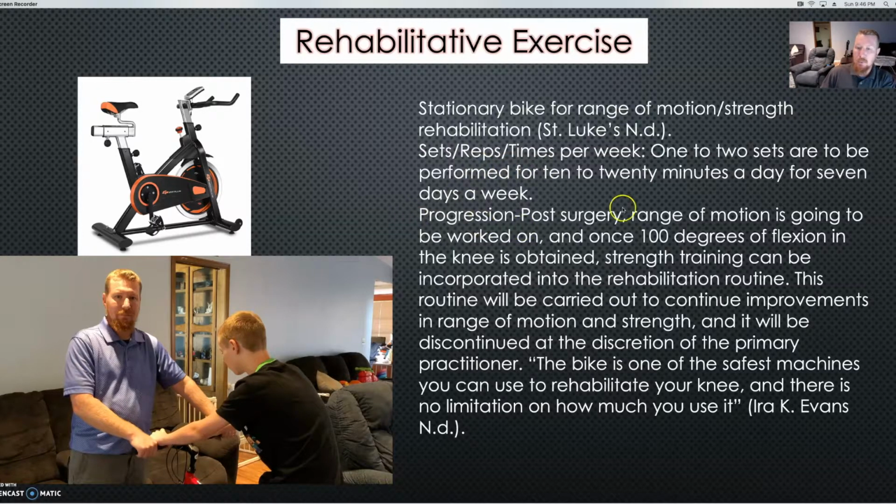And progression for this post-surgery, range of motion is going to be worked on. And once about 100 degrees of flexion of the knee is obtained, strength training can be incorporated into the rehabilitation routine. With a stationary bike, there is no wrong amount of hours that you can put into being on the bike to help strengthen the ACL. So that is a good way to go.